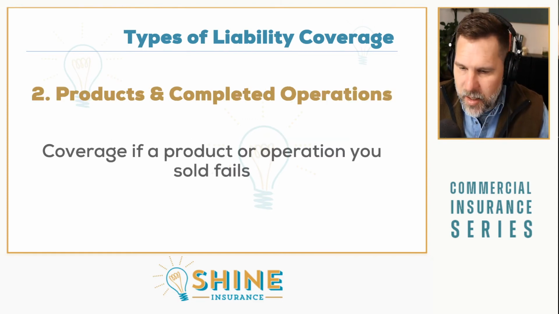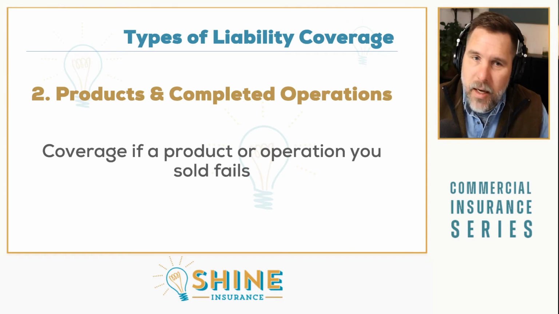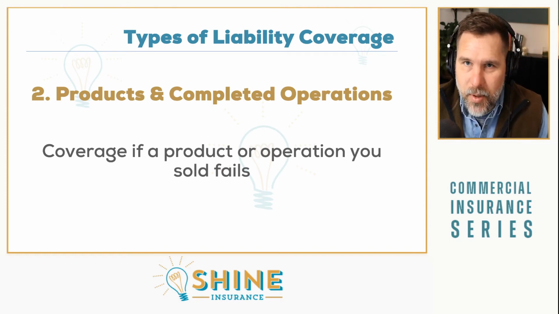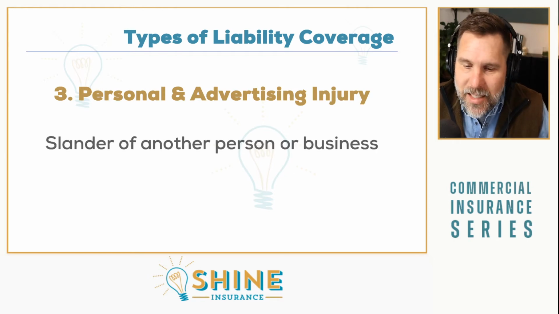Products and completed operations. Coverage for bad things that happen to other people if a product or operation you sold fails. So if you sell a toy and a child is injured from that toy, that is products and completed operations coverage. If you build houses and something bad happens to someone because of the house, products and completed operations coverage.